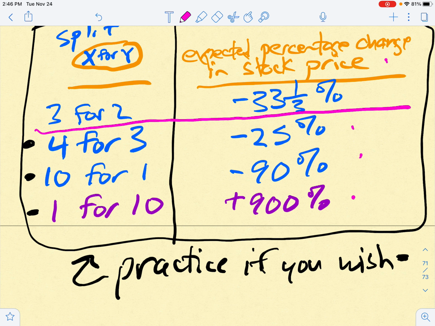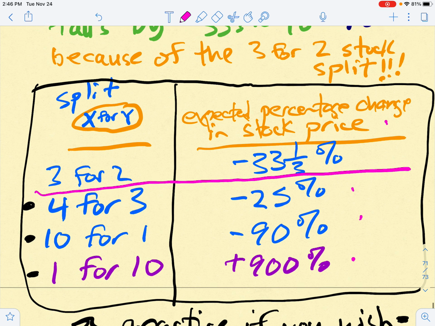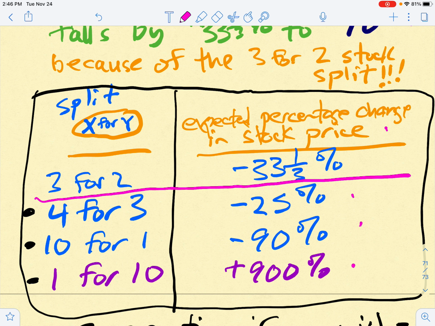It's just important to be comfortable bouncing back and forth between terminology such as stock split and stock dividend, and also to be able to rather quickly determine the expected percentage change in stock price associated with a given stock split.